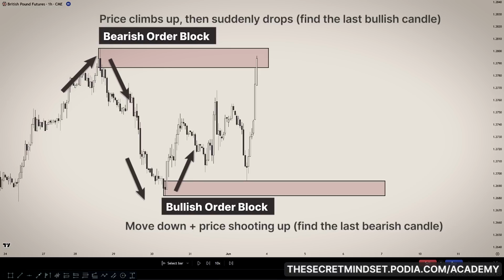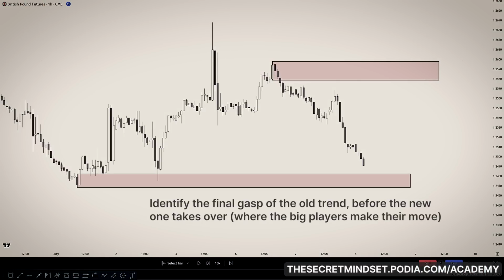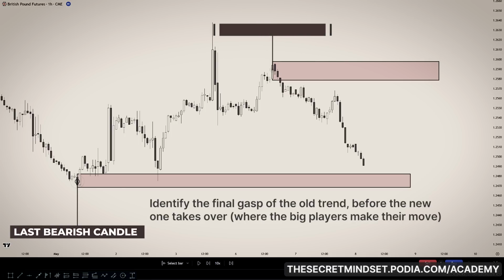Now, we're not just looking at a basic reversal. We want the last push, the last candle before the big move. It's the final gasp of the old trend before the new one takes over. This is where the big players make their move. You're looking for the last candle before the reversal. In a bullish scenario, it's often the last red candle before a string of green ones. For bearish setups, it's the last green one before the red candles take over.